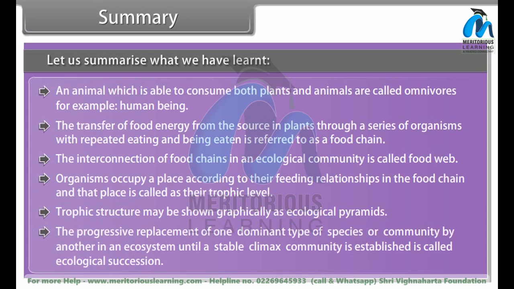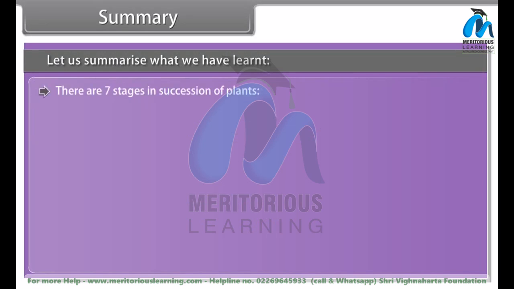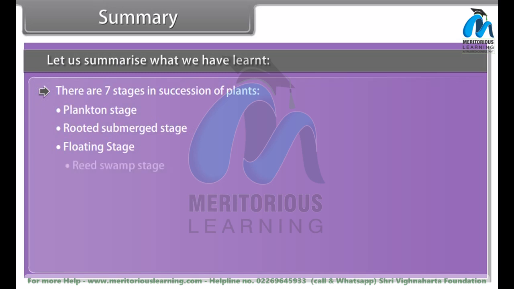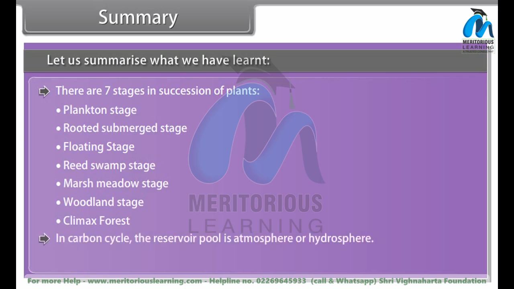The progressive replacement of one dominant type of species or community by another in an ecosystem until a stable climax community is established is called ecological succession. There are 7 stages in the succession of plants: plankton stage, rooted submerged stage, floating stage, reed swamp stage, marsh meadow stage, woodland stage, and climax forest. In the carbon cycle, the reservoir pool is the atmosphere or hydrosphere. In the phosphorus cycle, the reservoir pool is the lithosphere.